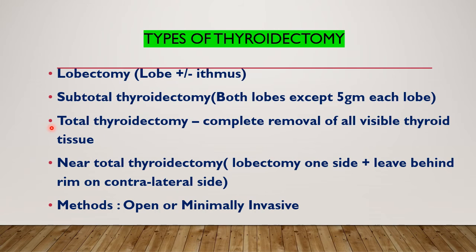And sometimes this may also include removal of the level 6 or the central cervical lymph nodes. Some people do near total thyroidectomy. That means you remove one side, total lobectomy, and the other side you just leave behind a rim of tissue on the contralateral side. And these types of thyroidectomy can be done by 2 methods, open or minimally invasive.